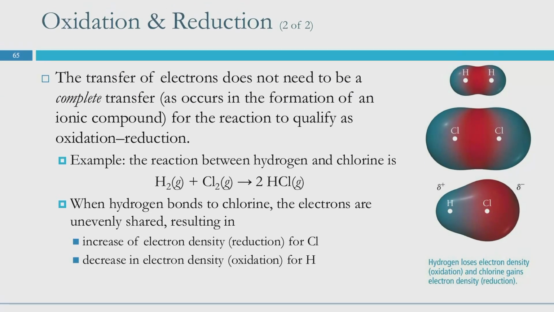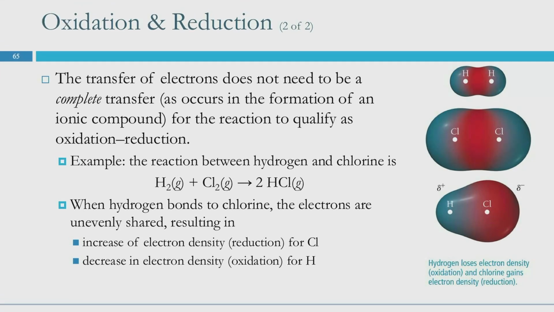All right, the transfer of electrons that we were looking at, we were producing ionic compounds, and so it's very clear that one of them is getting a positive charge, the other is getting a negative charge. That's not always the case, though, and it doesn't have to be a complete transfer of electrons for it to qualify as oxidation reduction. So if we react hydrogen and chlorine together, it forms HCl. HCl is a molecular compound. It's not an ionic compound, even though it's an acid, and so it sort of behaves like an ionic compound. But it's a molecular compound.